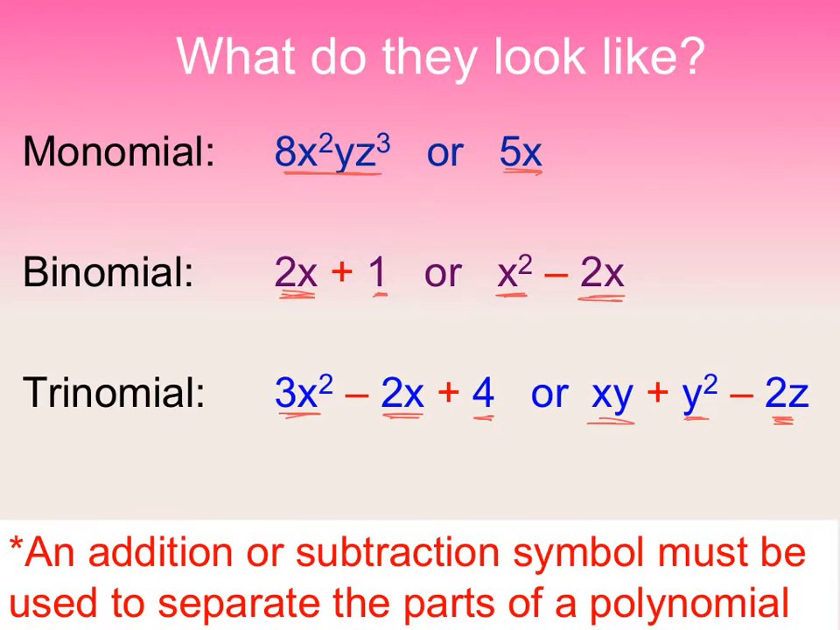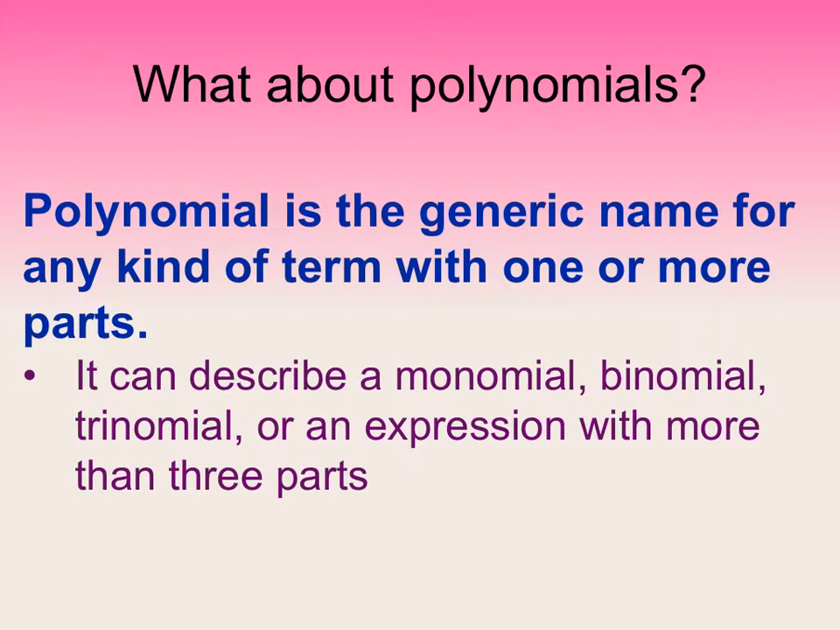So if we're taking a look at these, what we can conclude is that the addition or subtraction symbol is used in order to separate the parts of a polynomial. Anytime you see those, you can count it as 1 part, 2 parts, or 3 parts, or even more than that would be a polynomial. So for a definition of a polynomial, you can write down whatever you want, you can even summarize in your own way, but a polynomial is basically just a generic name for any kind of term with 1 or more parts. It can also describe monomials, binomials, trinomials, or an expression with more than 3 parts.